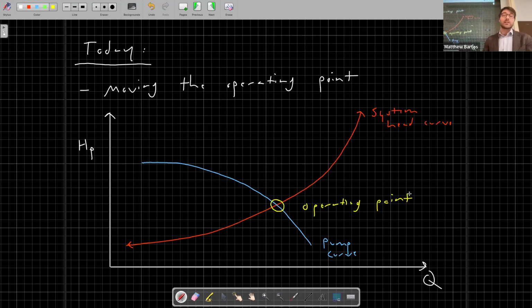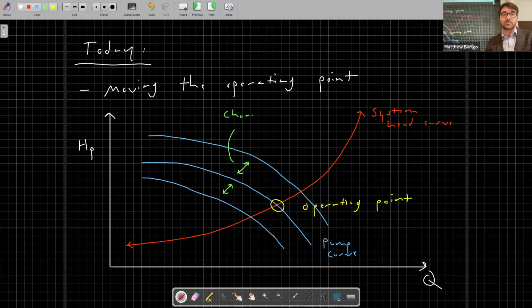So the first way that we're going to explore how we can change this operating point is by changing the pump speed. So as it turns out, we're going to be able to basically shift this pump curve up and to the right or down and to the left by changing the pump speed. So changing the pump speed will allow us to shift this pump curve around if we have a variable speed pump. So not all pumps are variable speed, some of them are, and if they are, then we can shift this pump curve around. Does anyone remember the other way that I mentioned we could change this operating point?